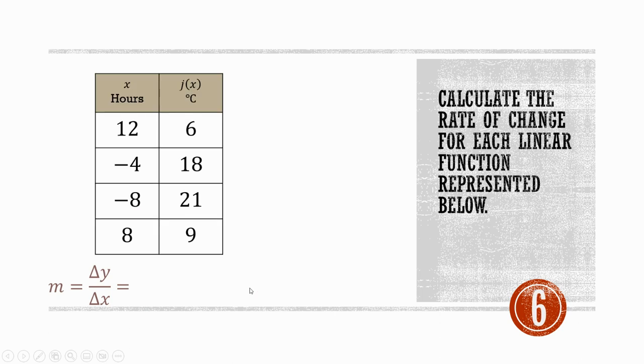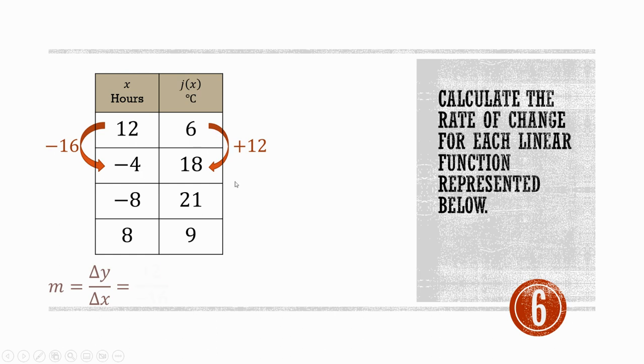12 miles per gallon. So when we look at this first example here, x is representing hours and j of x is representing degrees Celsius. From 6 to 18, this is my y column. Again, like I said, it doesn't matter if it's horizontal or vertical. This is my y stuff. To get from 6 to 18, it's plus 12. To get from 12 to negative 4, it's negative 16.